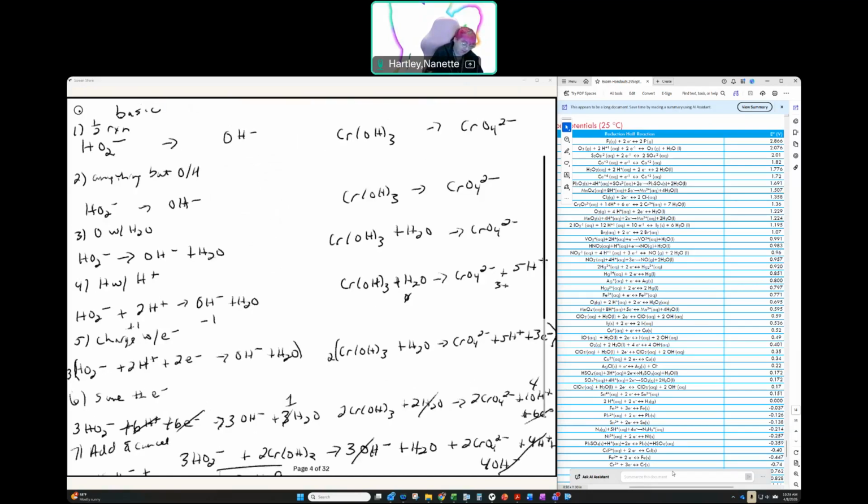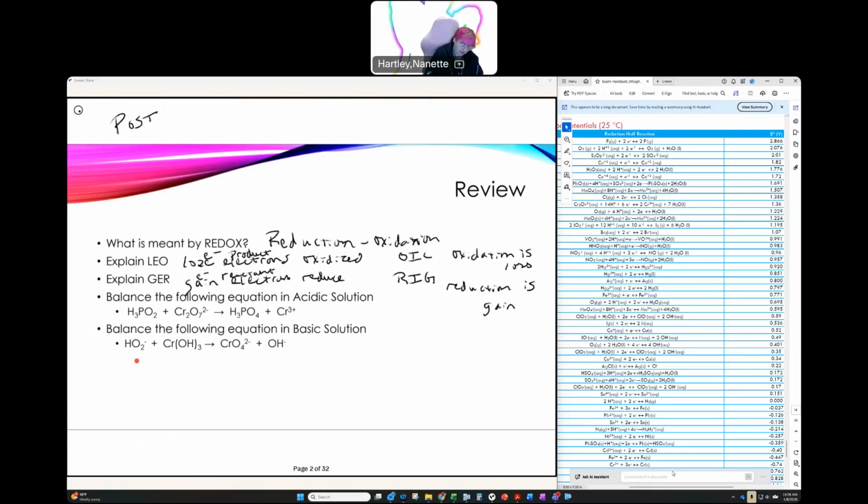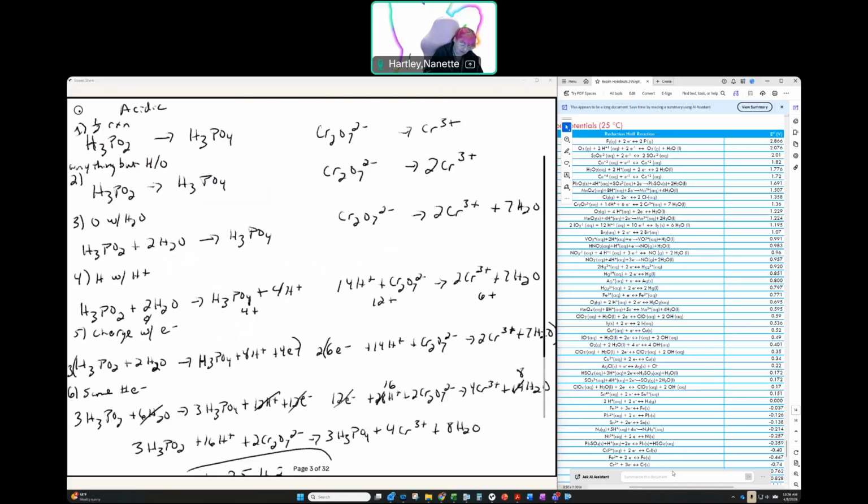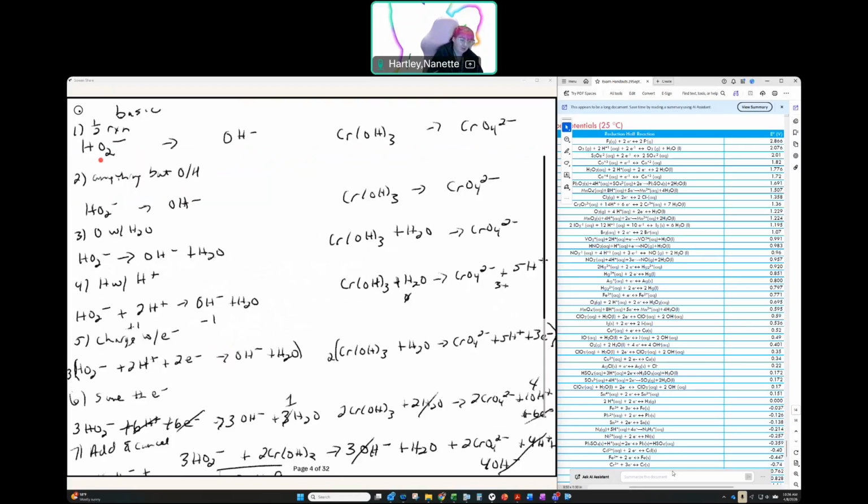When I went to the second one, looking back at my slide, I have HO2 minus and CrOH3 going to CrO42 minus plus OH. So the HO2 minus goes to the OH minus, and the CrOH3 goes to CrO42 minus. So second one, looking at the next page, my half reactions: HO2 minus goes to OH minus, and then CrOH3 gives me CrO42 minus. So those are my 2 half reactions.